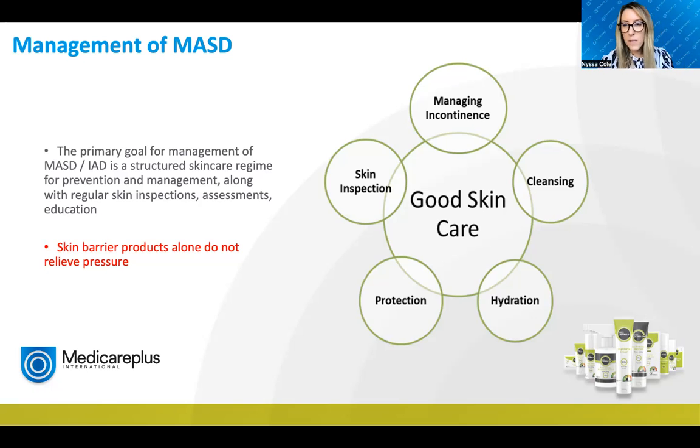But what we wouldn't use the emollient creams on is moisture associated skin damage. So anything that is caused by, damage that's caused by moisture, we wouldn't want to add to that. So emollients are designed to keep that moisture in. We want to keep that moisture out. So what we would be looking at is replacing that barrier and providing some sort of protection for the skin.